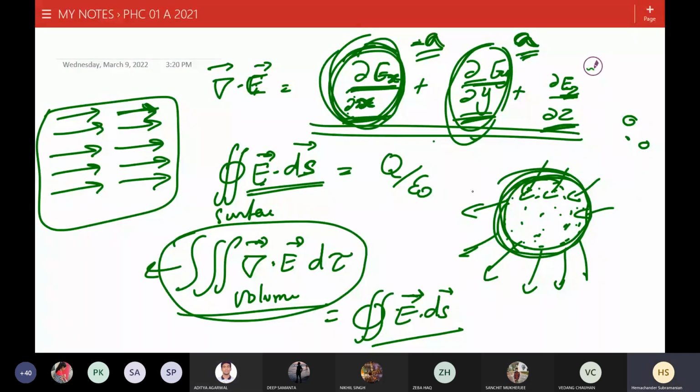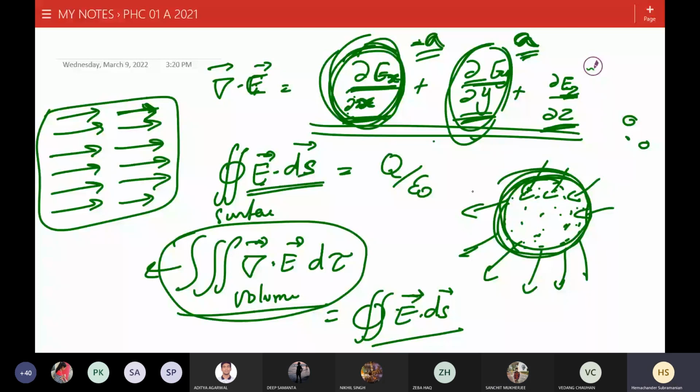No, sir, because this is constant. The same amount that goes in comes out, so there is no divergence. The field is constant. If you do ∂Ex/∂x... Sometimes it depends on radial distance also. So it is diverging then.